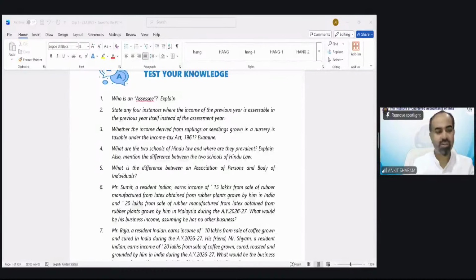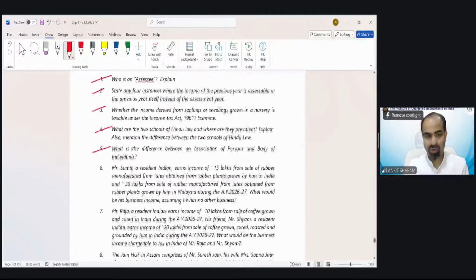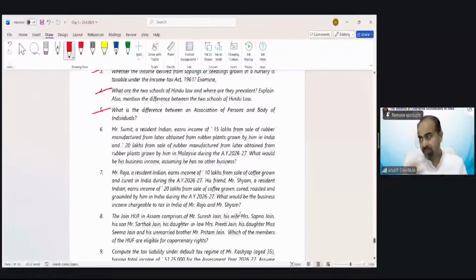Like in this test your knowledge, first, second, third, fourth, fifth, till fifth there is theoretical provision. After that, from illustration number 6, we have to solve these questions. And I believe you must have tried those questions also. Question number 6.